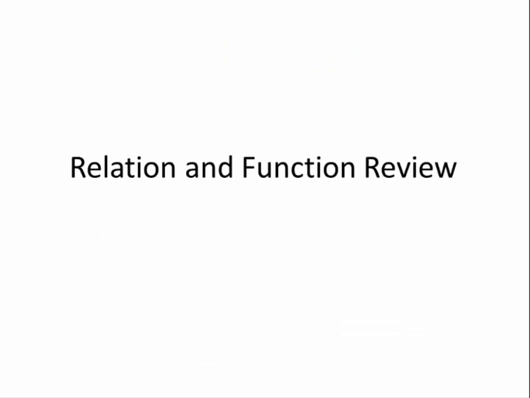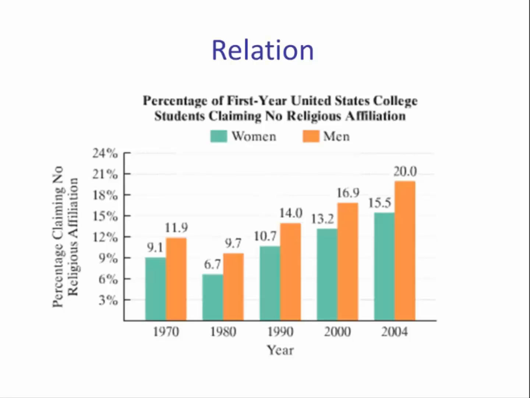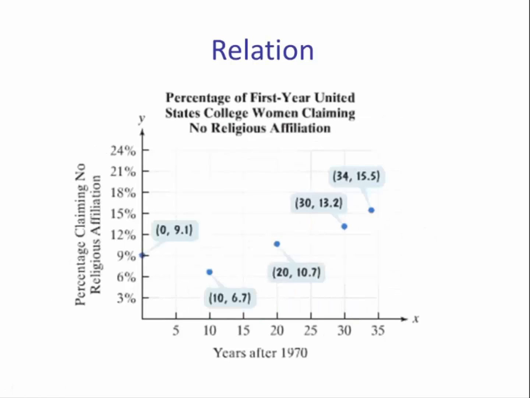Relation and function review. If you recall from our last video, a relation is a group of ordered pairs. Sometimes ordered pairs can explain the relationship between two variables. In this graph, we have the variable year and we have the percentage claiming no religious affiliation for first-year United States college students. Now we can make this into a relation by looking at, for example, the females.